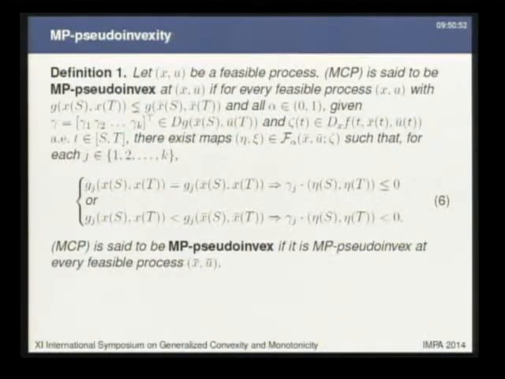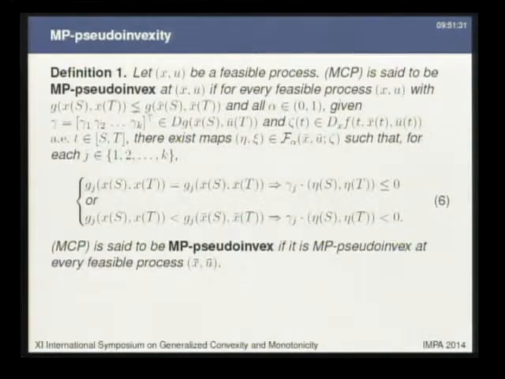Let x bar u bar be a feasible process of the problem. The problem, called multi-objective control problem CP, is said to be NP pseudo-invex at x bar u bar if for every feasible process xu with this inequality and all alpha in this interval, given a generalized Jacobian gamma and a generalized Jacobian zeta of t, there exist maps eta and xi, which are alpha feasible directions, such that for each j, we have condition 6.